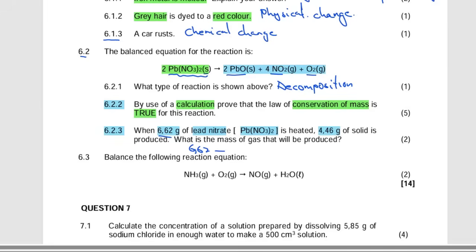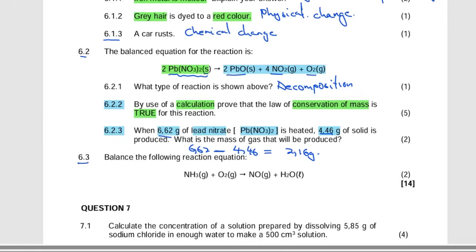What mass of this gas, the one that actually went out? We're supposed to subtract. We're going to subtract that value, which is minus 4.46. If we do our math there, we're supposed to get an answer of 2.16 grams. So 2.16 grams. Then we are done with that question.